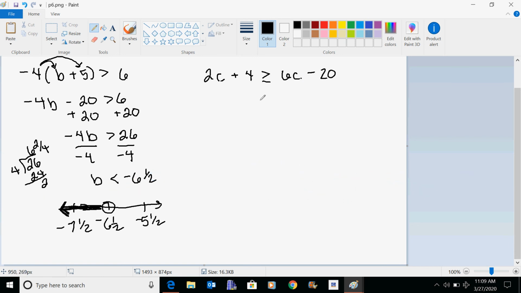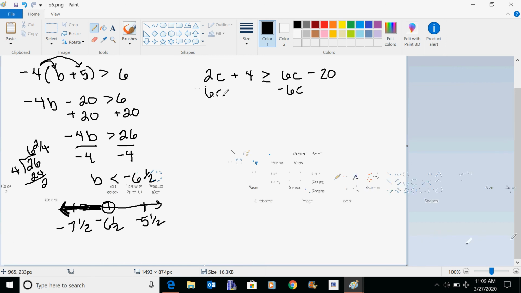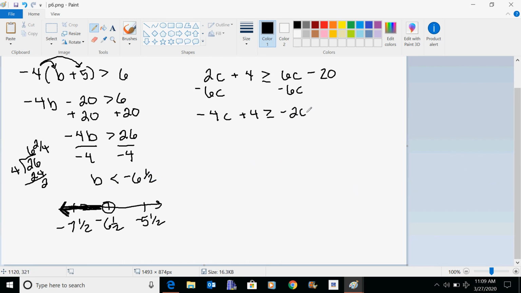All right, so let's look at this. We've got C's on both sides. You can either move it over by subtracting from both sides by doing this way, or you can do it by this way. So if I take away 6C on both sides, if you're going at 2 and you go back 6, you're going to land at negative 4C, greater than or equal to negative 20.